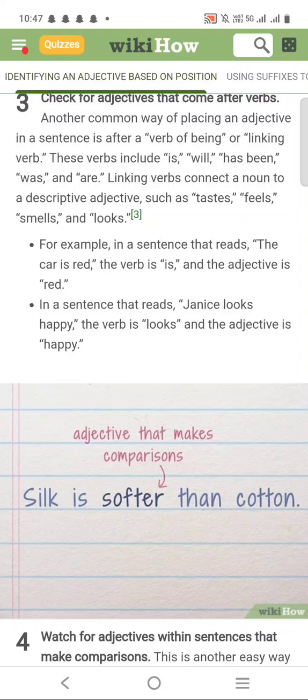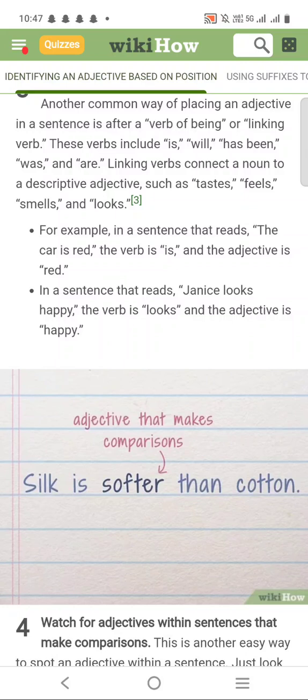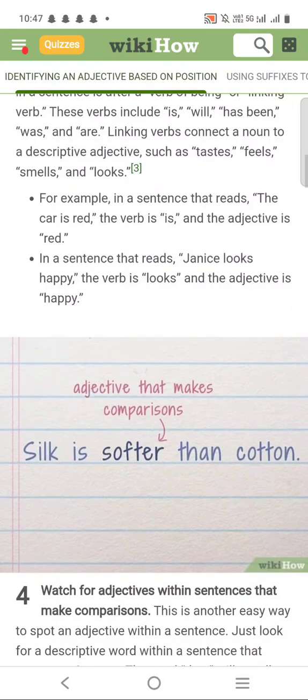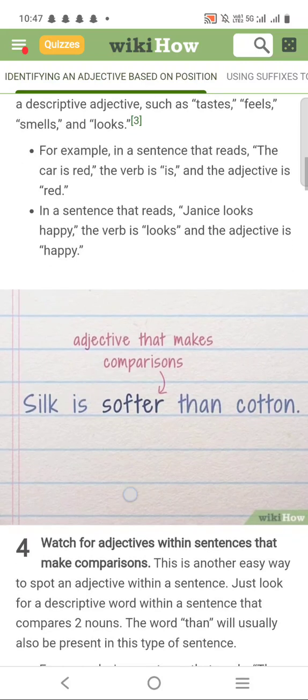For example, in a sentence that reads, the car is red, the verb is is and the adjective is red. In a sentence that reads, Janik looks happy, the verb is looks and the adjective is happy.